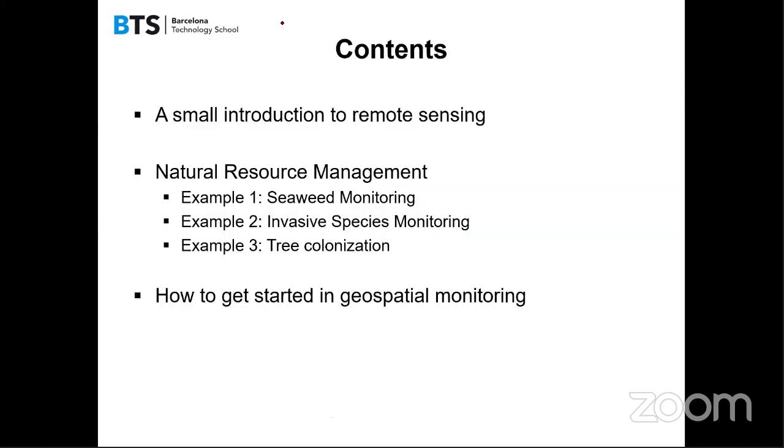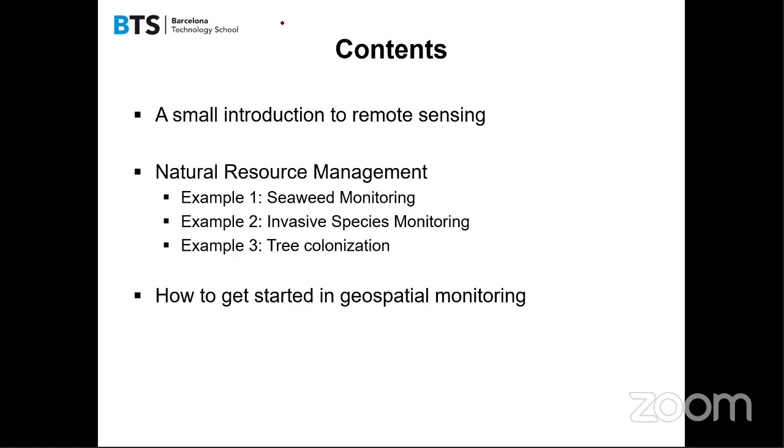All right, so today we will have a small introduction to remote sensing and the concept of remote sensing, and as well their application to natural resource management, which has been basically my task for the past 8 years from a research perspective, with three examples of seaweed monitoring, invasive species monitoring, and tree colonization. And also I will give some ideas on how to get started with geospatial monitoring.